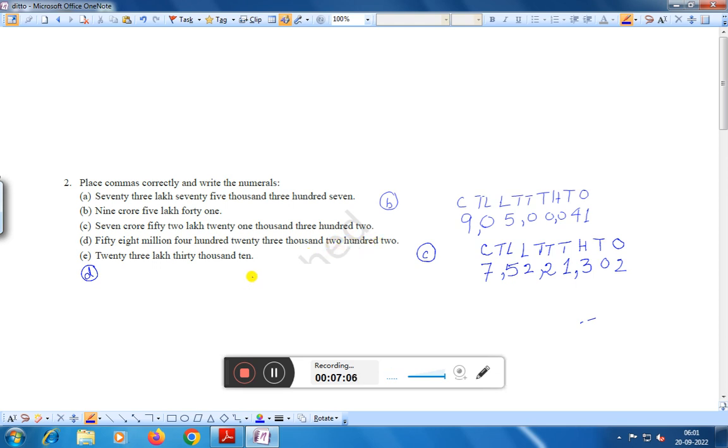Now D is 58,423,202, right? This is million, that means it is an international number. Here you have to write ones, 10, 100, 1000, 10,000, 100,000, then you have to write million, right? That means here you see 58 million, then 10 million.